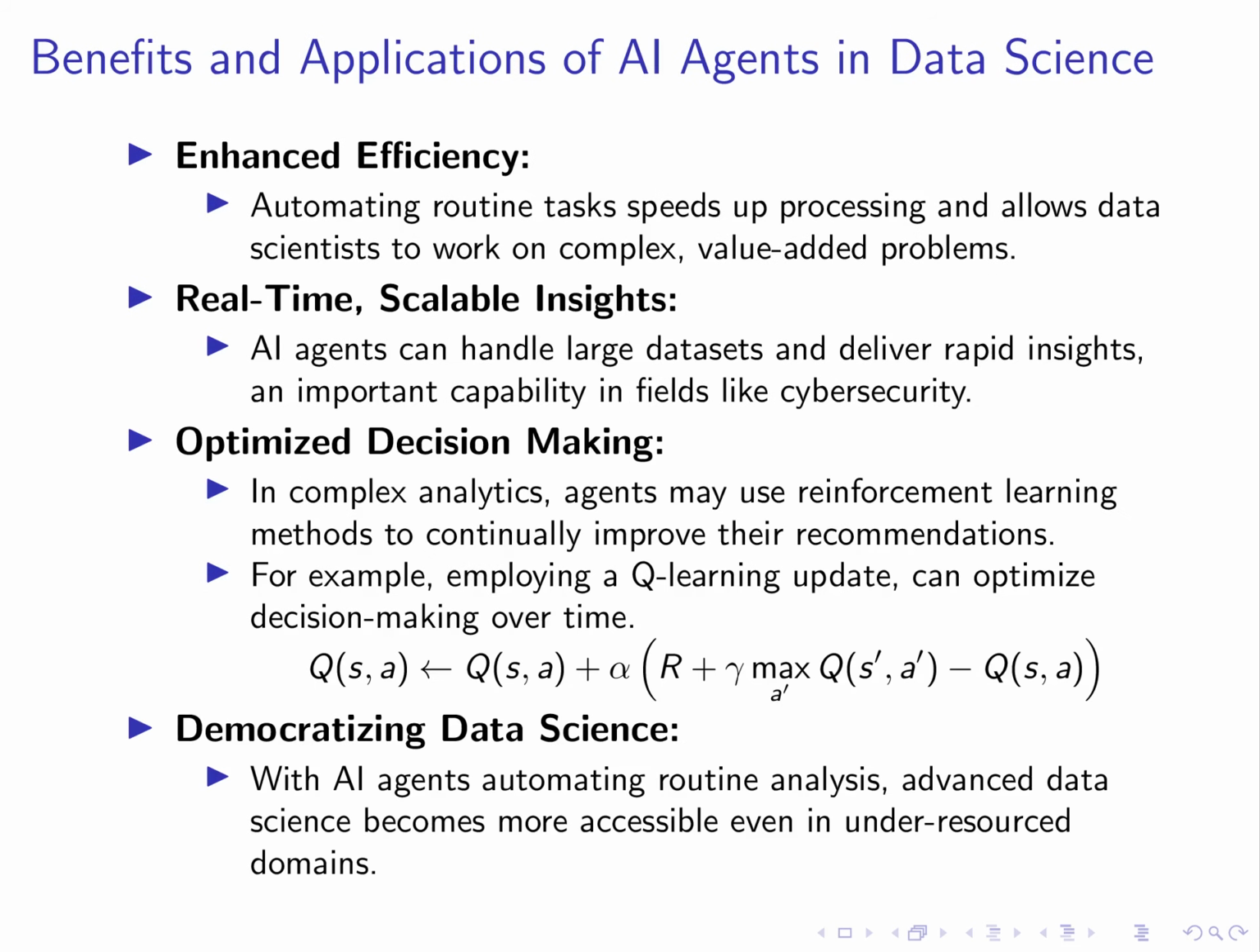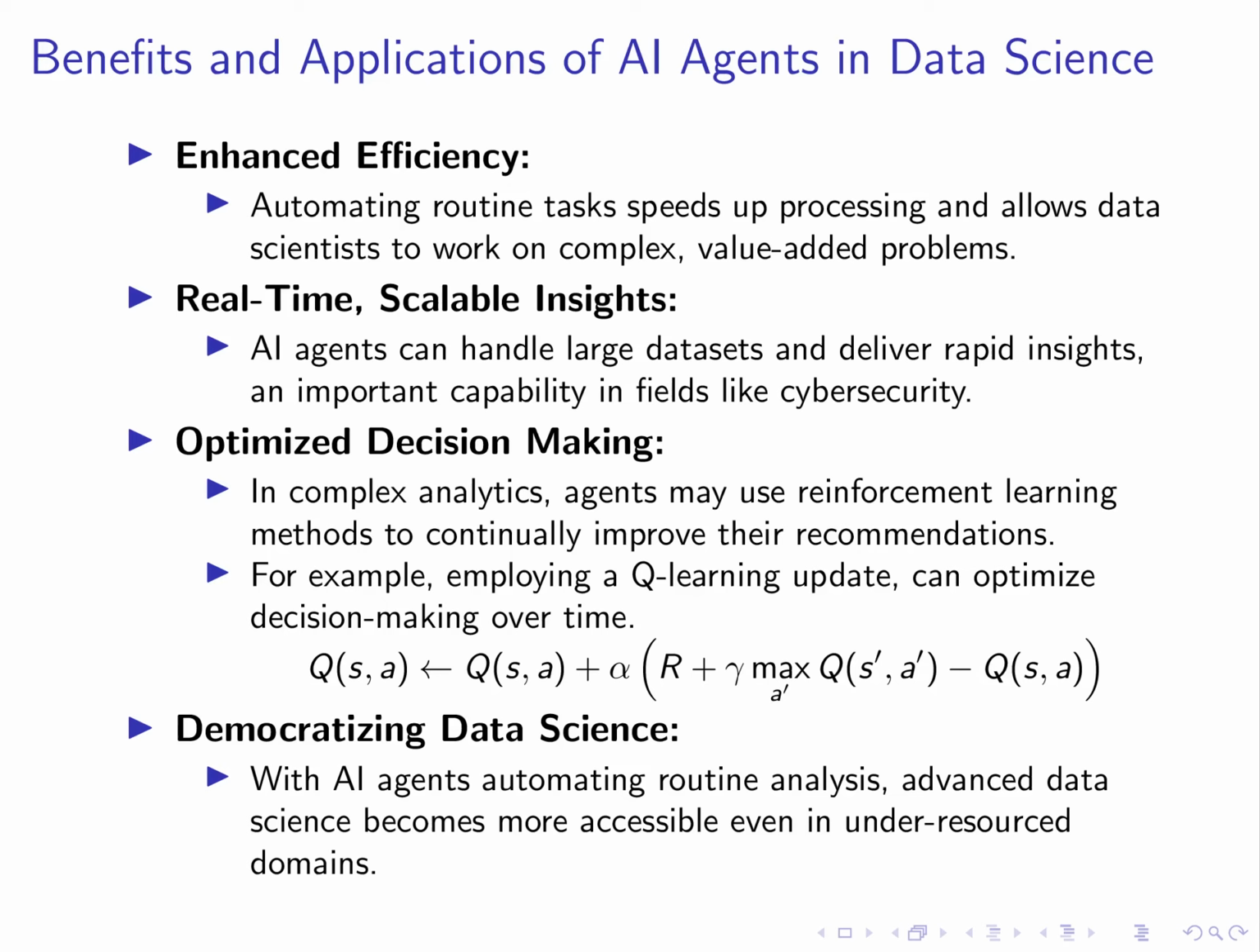Now let's discuss some of the benefits and real-world applications of integrating AI agents into data science. Enhanced efficiency. One of the strongest advantages is enhanced efficiency. By automating routine tasks, AI agents allow data scientists to focus on solving more sophisticated problems. What this means in practice is faster turnaround times on projects and the ability to quickly iterate on models and analyses.